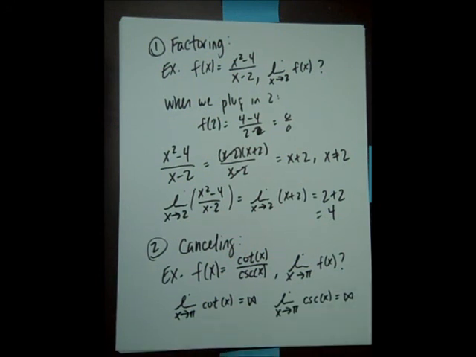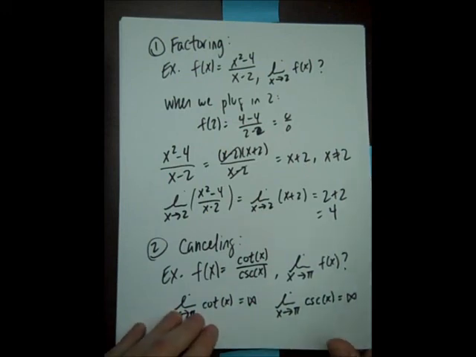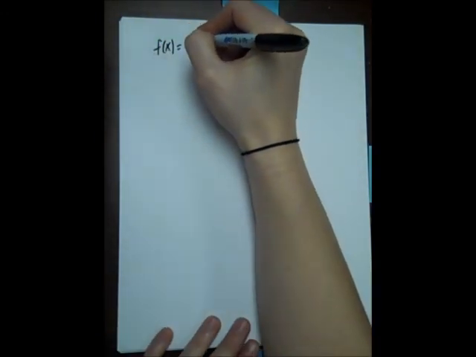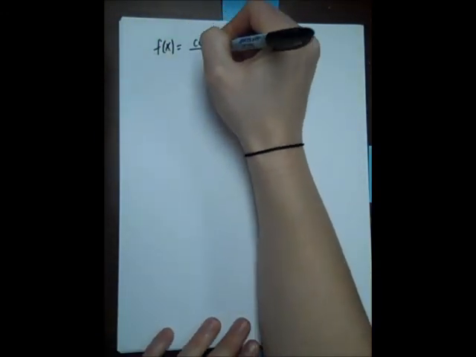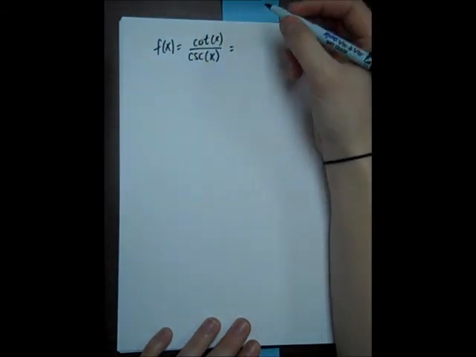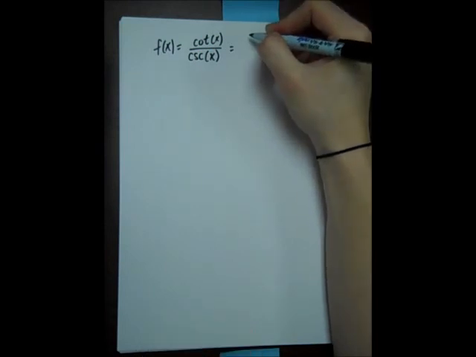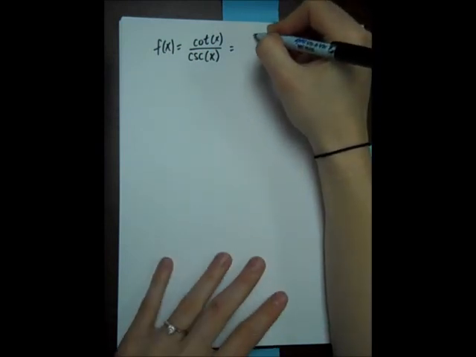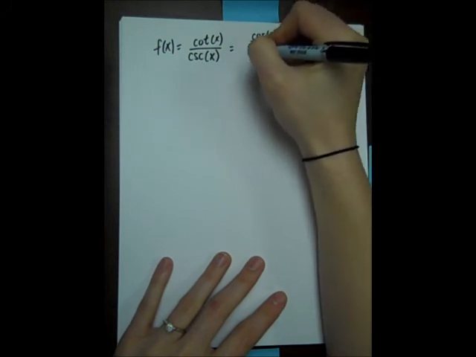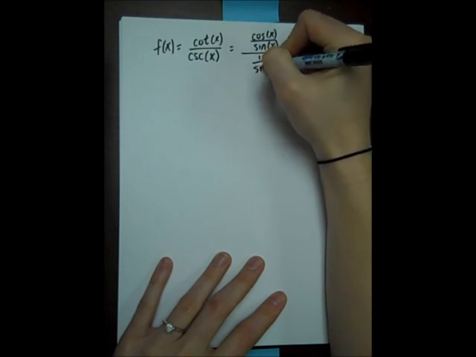So that's an indeterminate form, meaning that I can't just plug in my value pi. What I'm going to have to do is do something else. I mean, I could look at the graph, but let's do this algebraically. So currently, I have that f of x is cotangent of x over cosecant of x. Now, what was cotangent? Cotangent, remember that's 1 over tangent, or you could think of it as cosine over sine. And cosecant was 1 over sine.